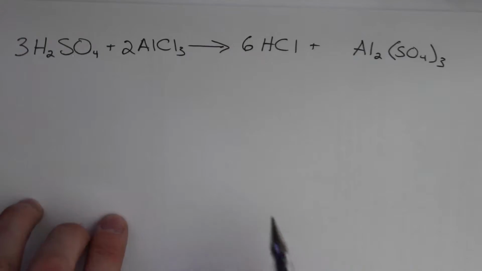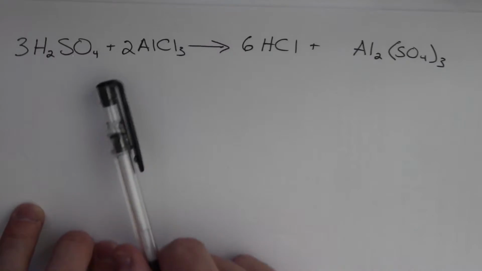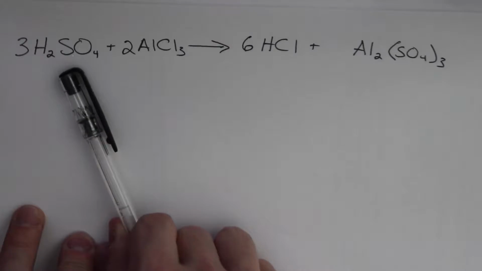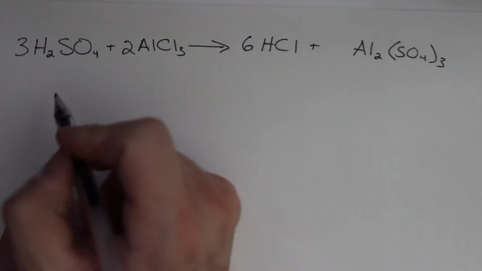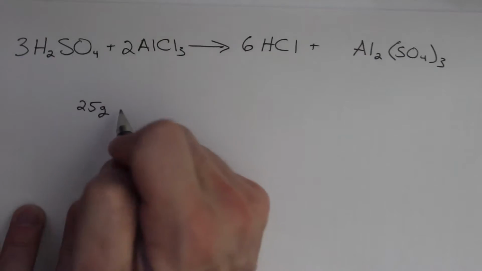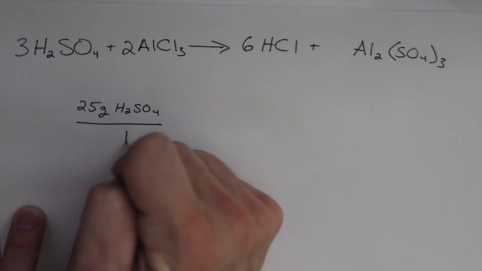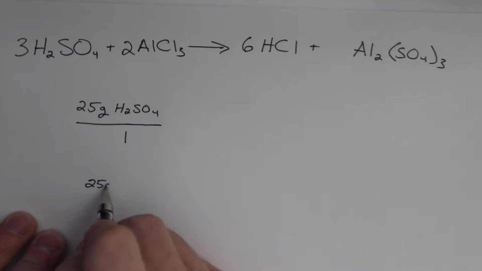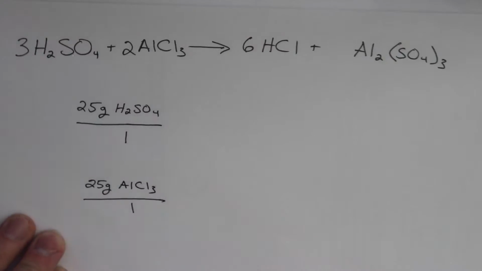So let's assume that the problem gives us 25 grams of each of our reactants. If you recall, our reactants are always going to be on the left side. So we have sulfuric acid and our aluminum chloride. Those are our two reactants. So we are going to start off with what we are given. We're given 25 grams of sulfuric acid, and as always, we are going to put that over 1. And we're going to do the same thing with our aluminum chloride, given that the problem tells us there's 25 grams. So there's your first step.